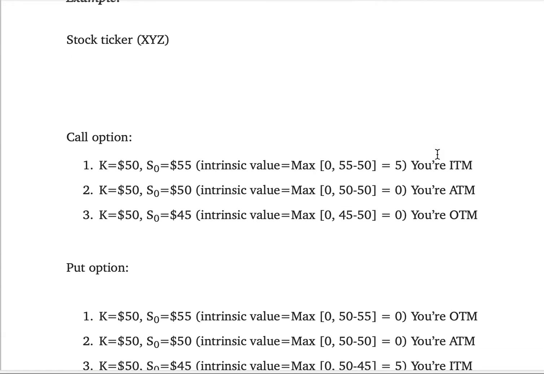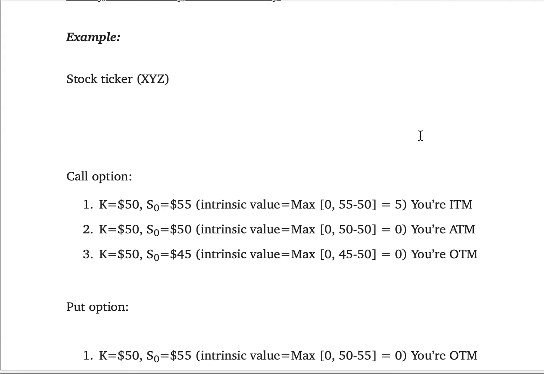All right. So if we were to calculate the intrinsic value of a call and a put option for stock ticker XYZ, this is a hypothetical stock. If we assume a strike price of 50 and a stock price of 55, the intrinsic value can easily be calculated by finding the maximum between 0 and 55 minus 50. 55 minus 50 is 5. So what is the maximum value between 0 and 5? In other words, which number is higher between 5 and 0? Well, it's obviously 5. And that's why your intrinsic value is 5 here, and therefore, you're in the money.